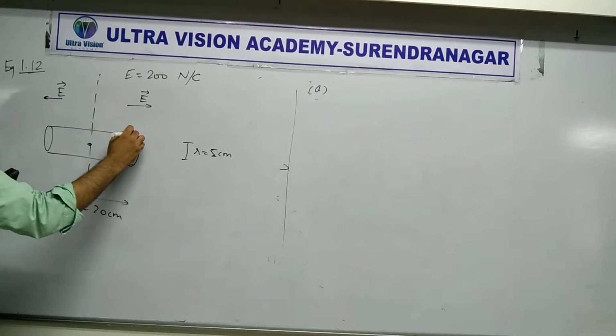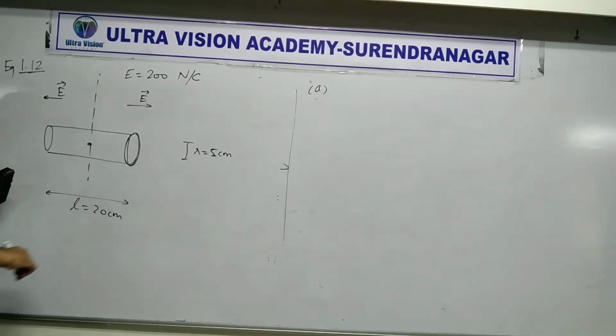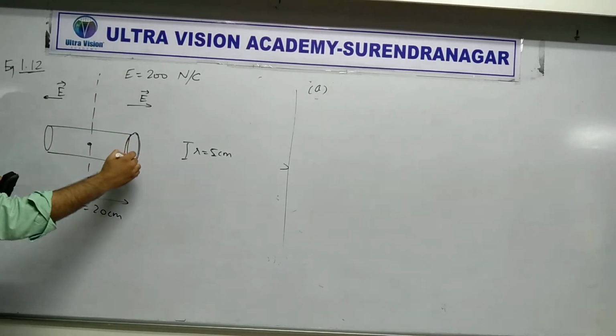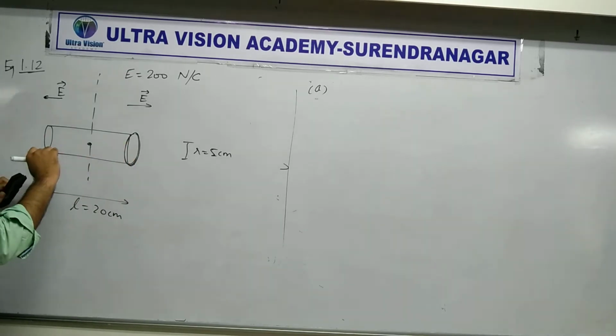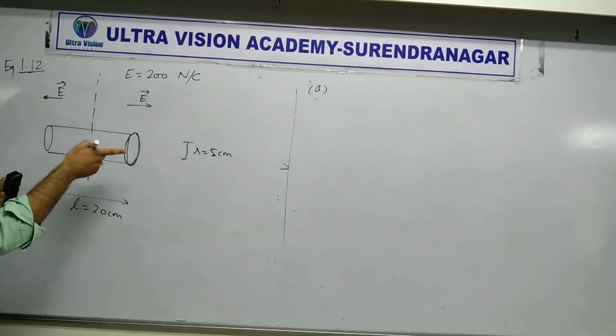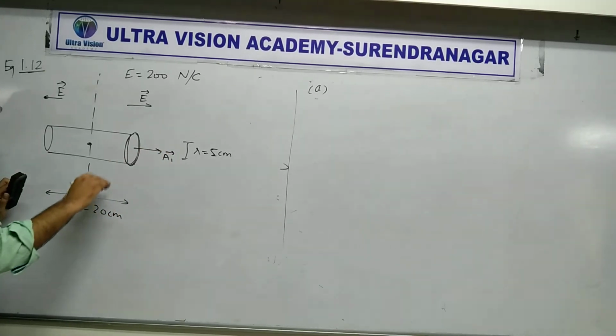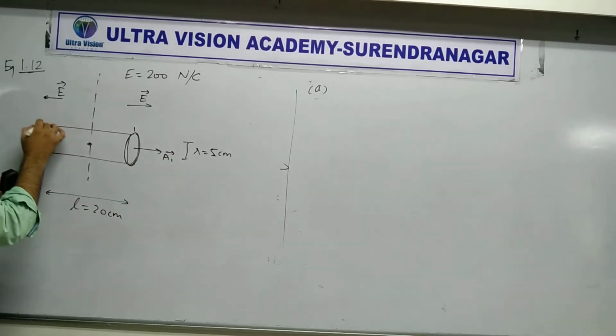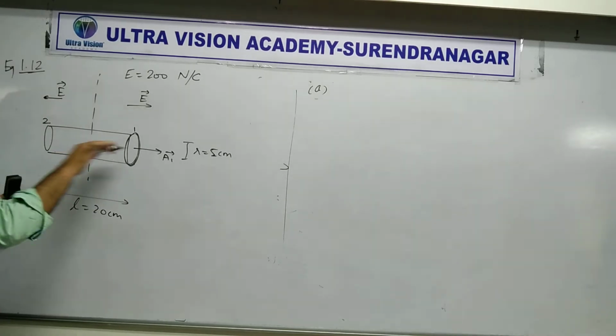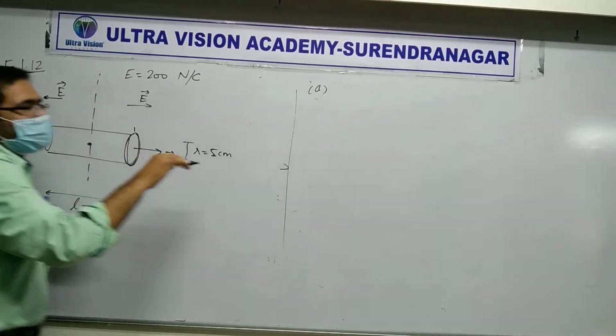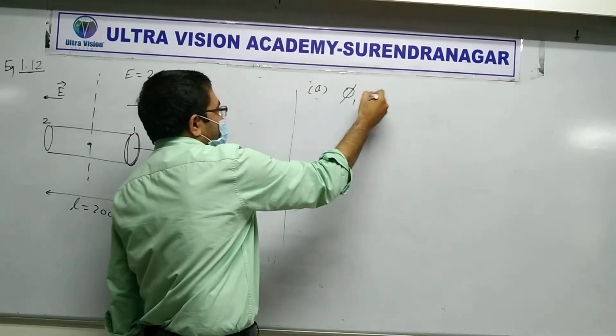First question: is this a flat surface? Yes, a flat surface. The area vector points towards the right, and the electric field is also towards the right. Let's call this surface number 1 and this one number 2. So A1 is towards the right. How much will be the flux for that first surface?